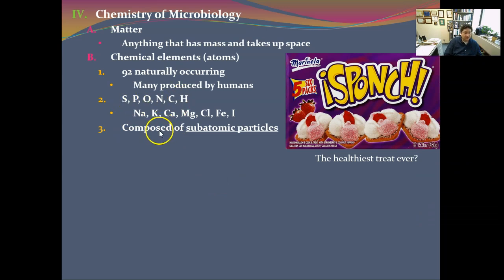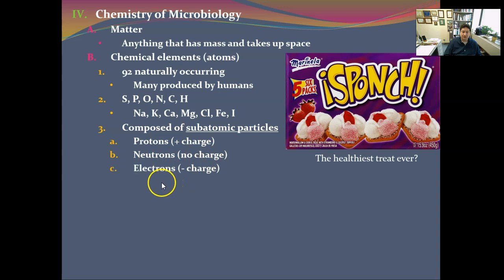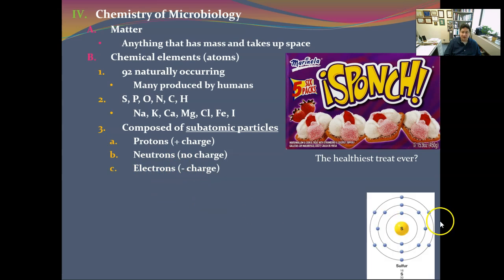Atoms, in turn, are composed of smaller particles called subatomic particles. You may have heard of these. Protons are a small particle that makes up part of an atom. They have a positive charge. Neutrons have no charge. And the most important one is electrons have a negative charge. So here we see a picture of a sulfur atom. The blue spheres here are electrons, and the protons and neutrons would be in the center here.